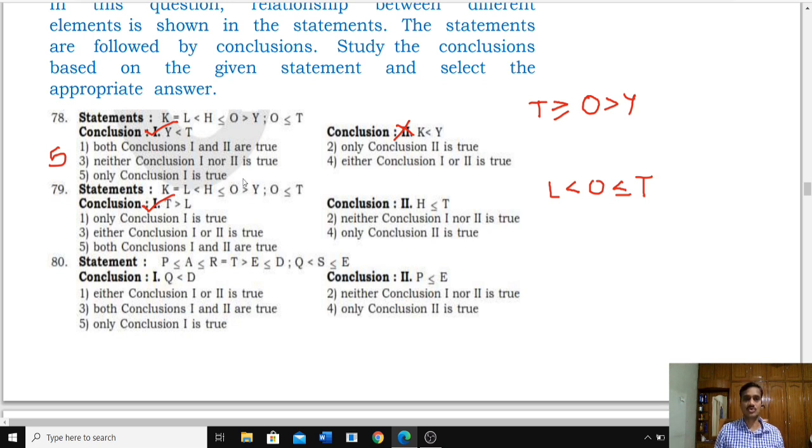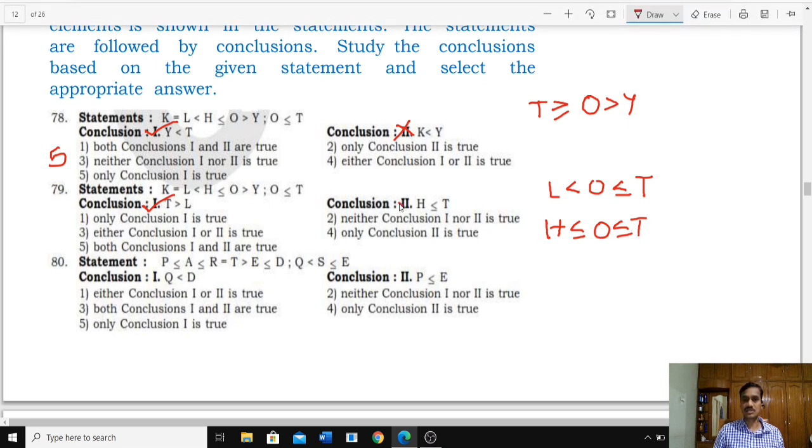Then the relation between O and T. Now between O and T, H lesser than or equals to O, O lesser than or equals to T. That means lesser than or equals to, lesser than or equals to. H is lesser than or equals to T. Hence both the conclusions are true, both 1 and 2. It is choice 5, 79.